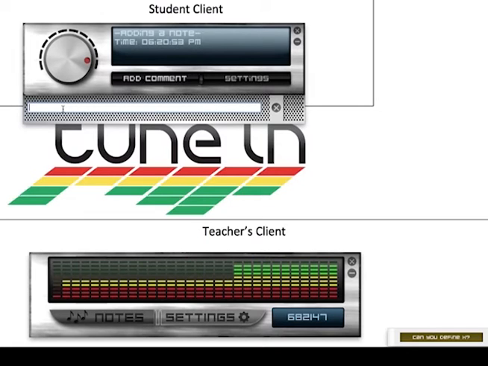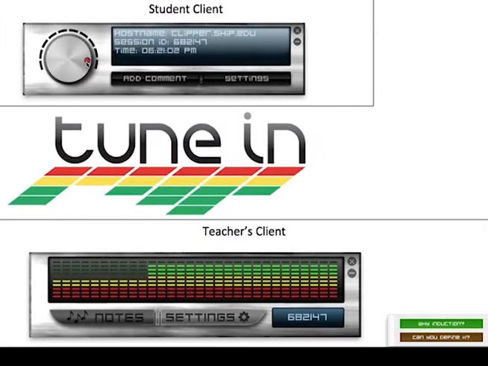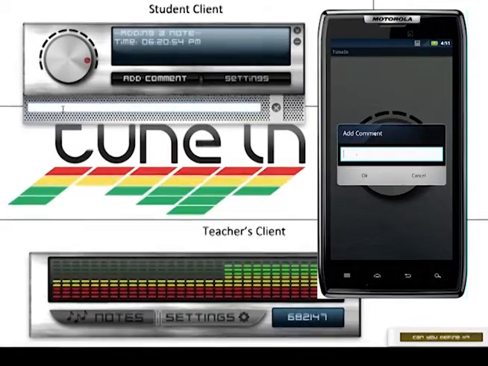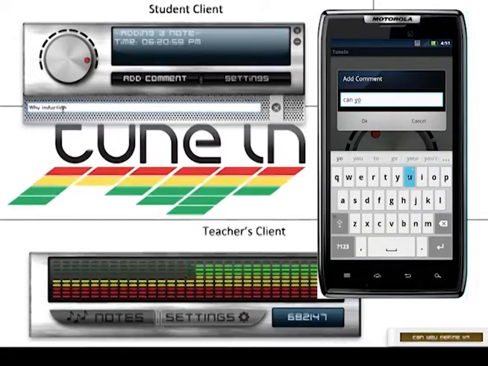Tune In also gives the students the ability to send an anonymous note to the teacher. This could be a specific question or general comment to help the teacher know how to raise the overall understanding of the class. This can be done on a computer or using your smartphone. The smartphone app functions exactly the same as the PC client.